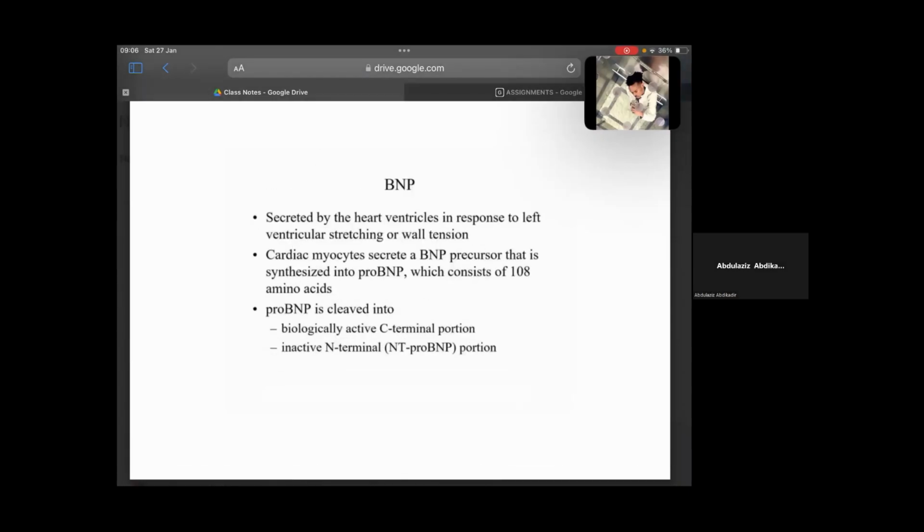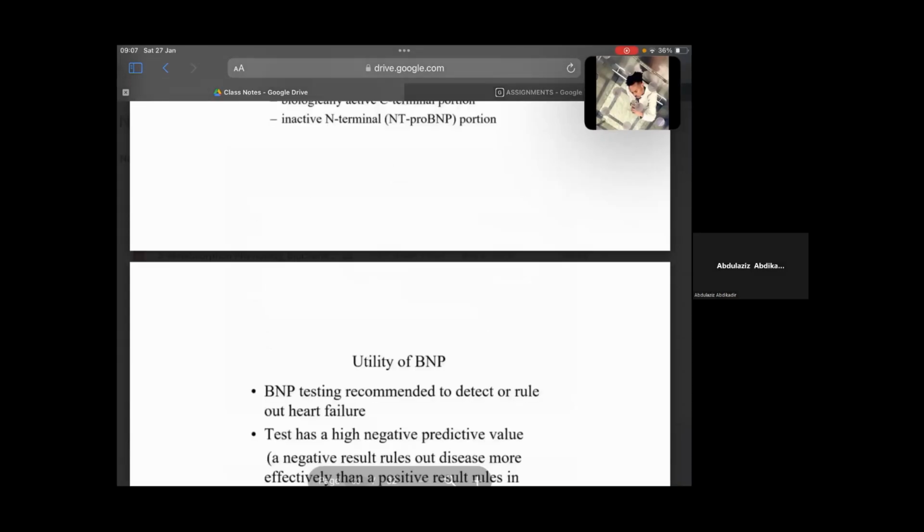So the BNP, this is the chemistry, literally. I told you the RAS will try to conserve a lot of water. So what will happen? There's a lot of blood, and this lot of blood will try to stretch the left ventricle. So the BNP is produced to counter that. That's why I'm telling you it's the opposite of it. But this biological detail, no one will ask you that right now.